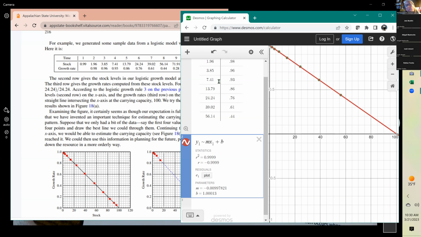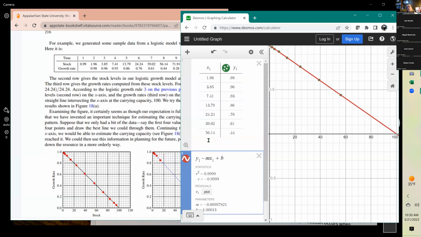So when we only did a few of them, making an estimate on where it's hitting then is extrapolation. This one's going all the way down to here, so finding 100 would not really be extrapolation because it's almost within the value. But extrapolation is when you go outside of your X values. So right now, looking at our X values, if we went above 56.14, that would be extrapolation. Any estimate in between here would be fine. But if we go outside of that, then it's extrapolation.